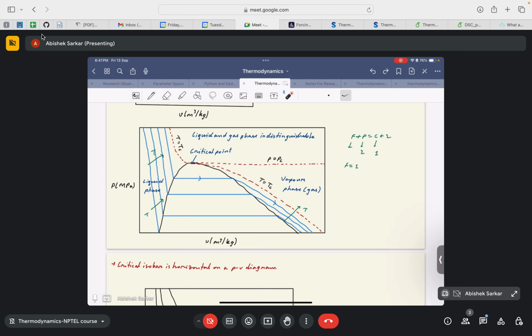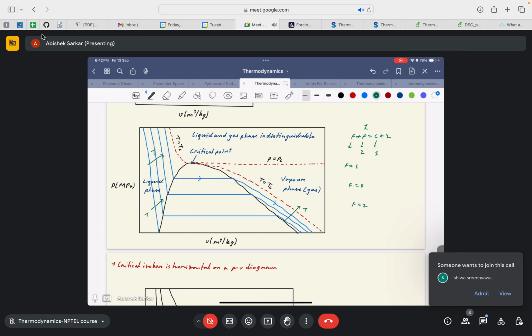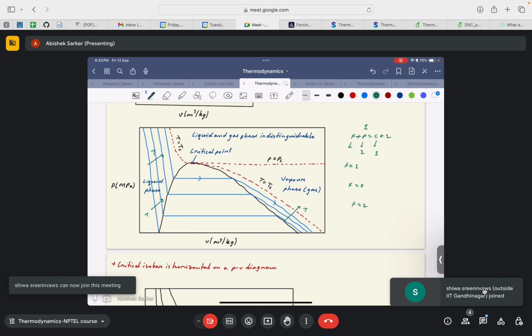I will apply this to the triple point as well. In the case of the triple point, we will have P equal to 3, right? So now if P becomes 3, then F becomes 0. So there is no variable that we need to define because the triple point is fixed. Similarly, outside the vapor dome region, P becomes 1, then F becomes 2. So outside the liquid vapor dome, we require two independent variables to define the state of the system.